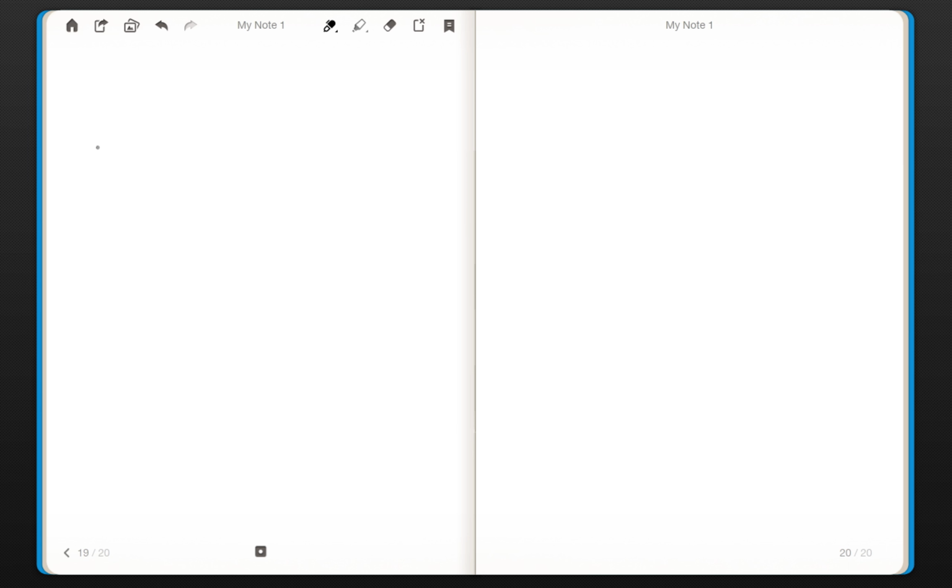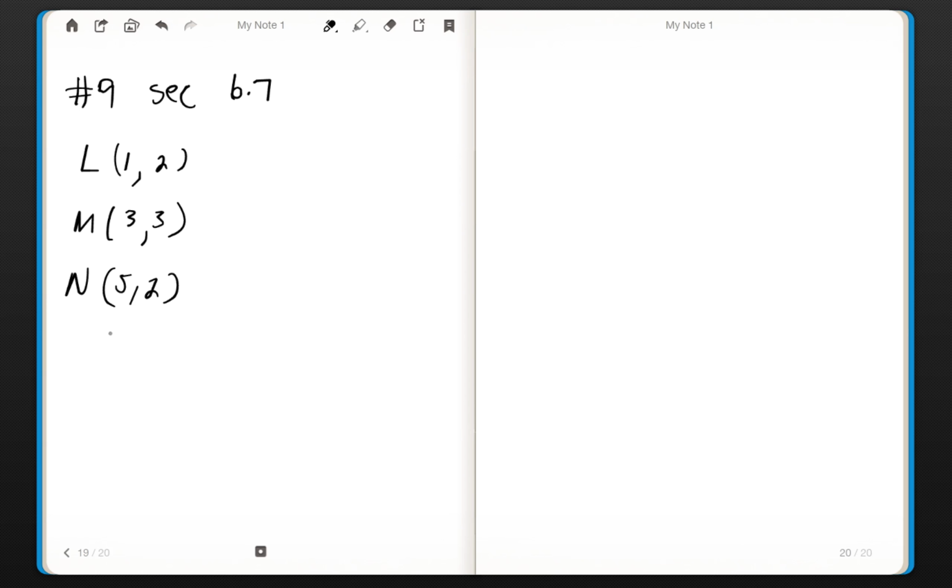So the first one I want to do is number 9 in section 6-7. Like I said, there's nothing new here. We just have to interpret this on the coordinate plane. It tells us to determine whether the parallelogram is a rhombus, a rectangle, a square, or none, and then asks you to explain. So for this, they have L is 1, 2, M is 3, 3, N is 5, 2, and finally P is 3, 1.